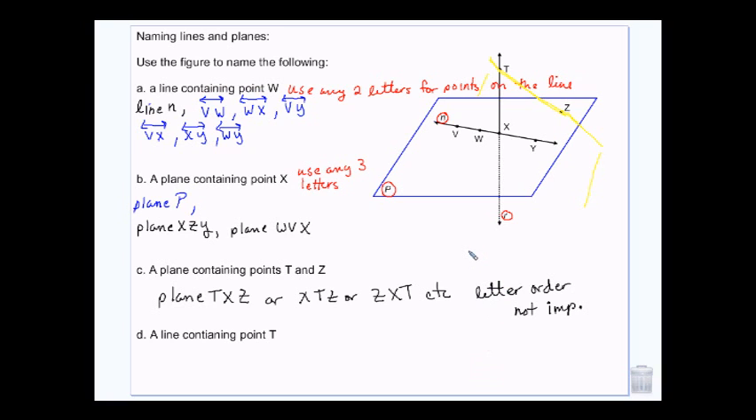In some areas of geometry, the order of the letters is going to be really important, but not in naming lines and planes. When you're just naming lines and planes, it doesn't matter what order they're in.